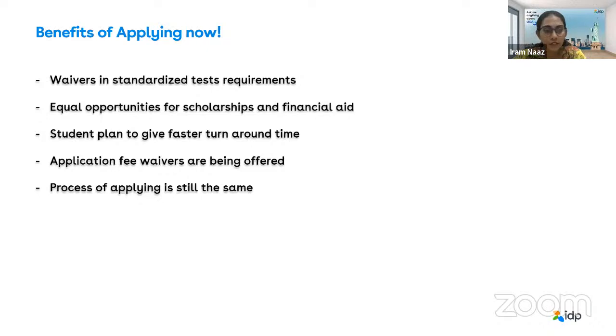Student plan to give faster turnaround time. Application fee waivers have been offered. In IDP, we have 125 plus universities which we are working with as clients, and some universities will offer you application fee waivers. And some universities will give it case by case. So if your profile is good, then they are definitely going to give you the fee waiver.